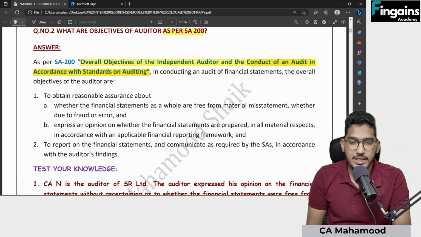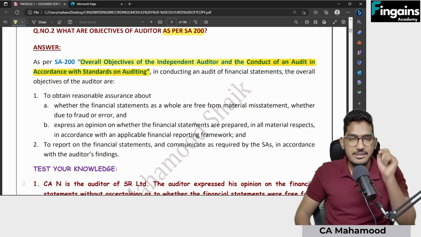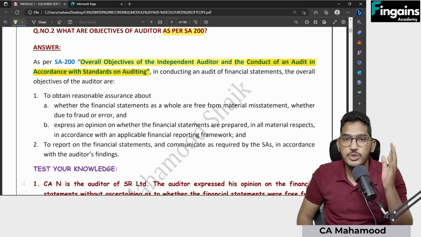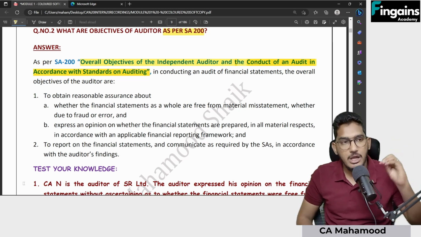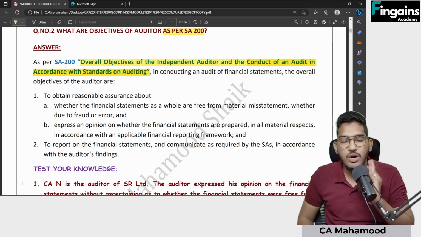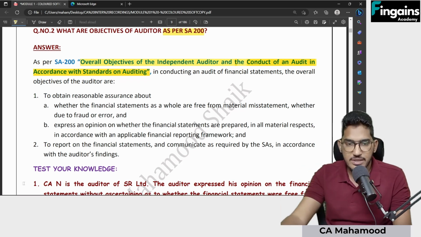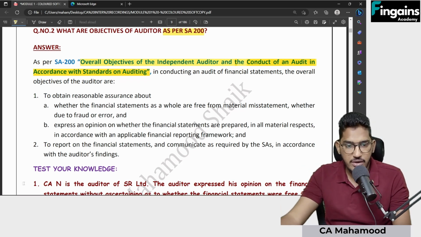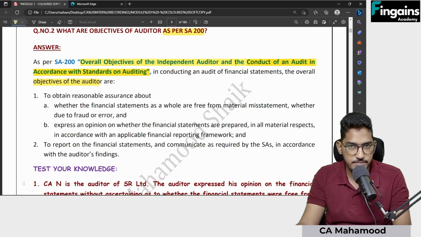So what does SA 200 deal with? SA 200 sets the base for the entire auditing subject. It says that as an auditor, your overall objectives will be explained in the standard. Along with that, this standard also tells the auditor to do the audit as per standards on auditing, not as per his own wishes. So this standard SA 200 says that while conducting the audit of financial statements, the objectives of the auditor are as follows.